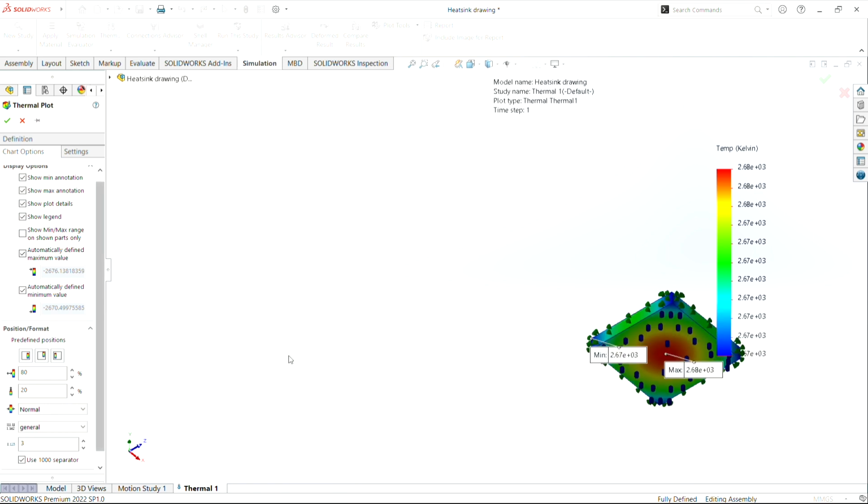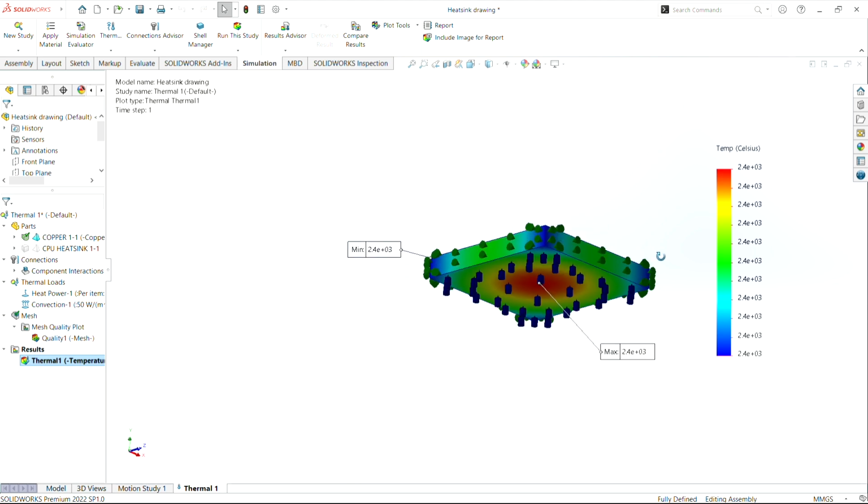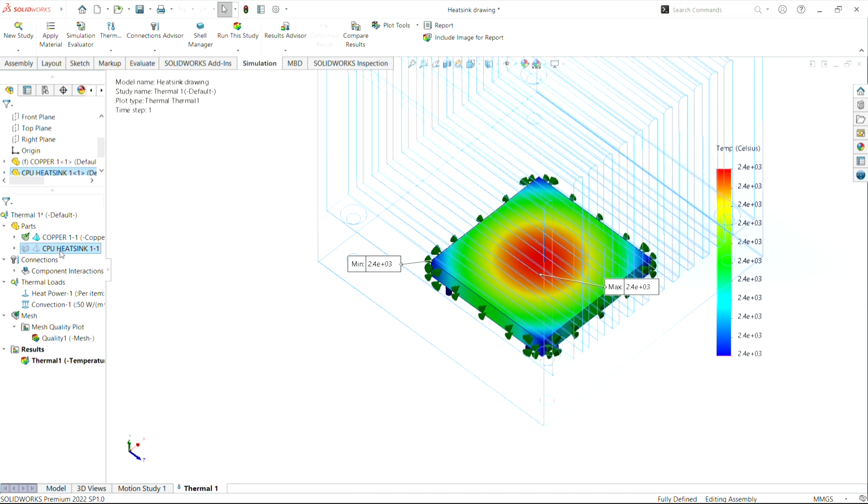Next, we move on to the simulation. So simulation on SolidWorks can be done by filling in the required details, such as the heat generated by the CPU itself. So for this model of CPU used, it can generate 88 watts of heat.